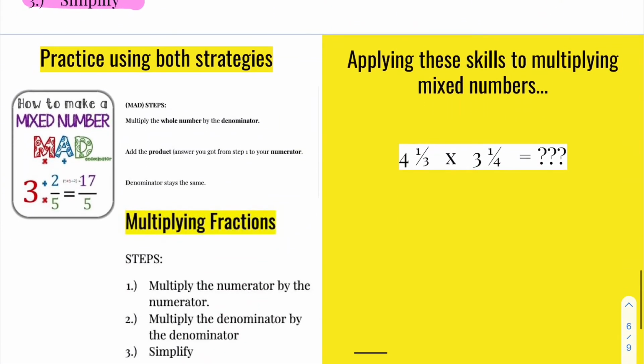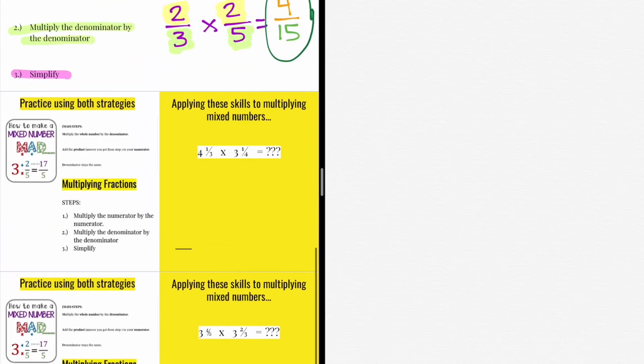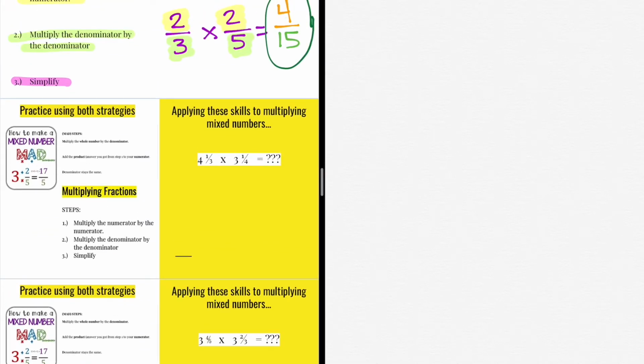Now, let's try practicing using both strategies, using mixed numbers. So here we have 4 and 1/3 times 3 and 1/4. So to start, I need to change my mixed numbers into improper fractions. Now I'm going to use my math strategy again. Step 1 says to multiply the whole number by the denominator. So I'm going to do 4 times 3, and that gives me 12.